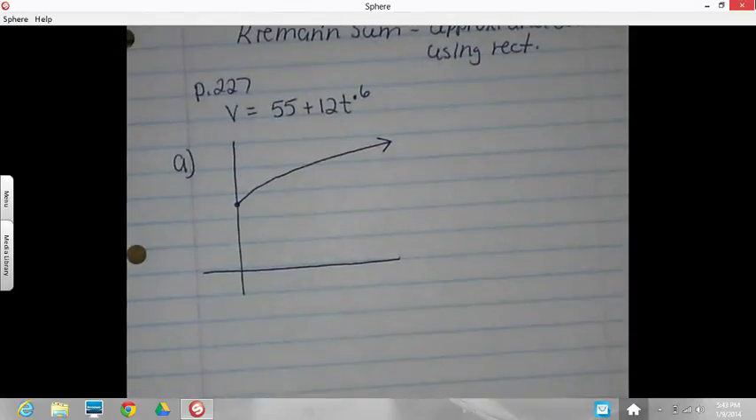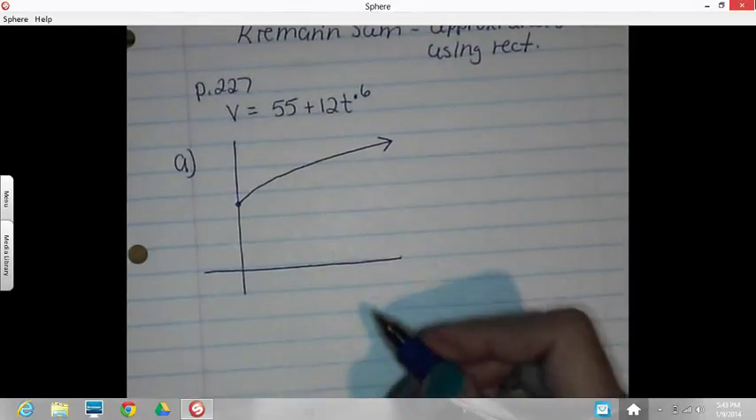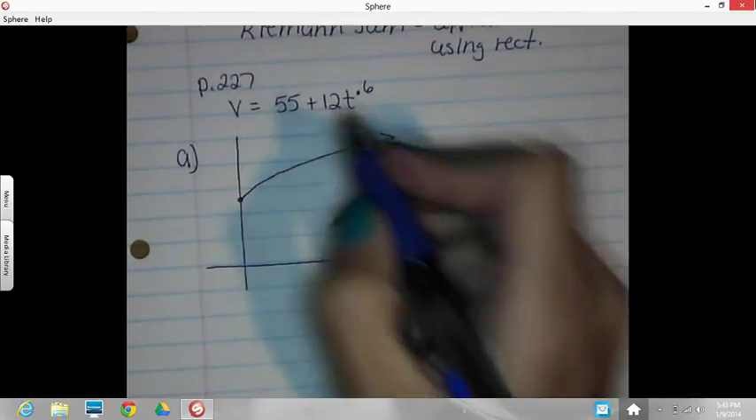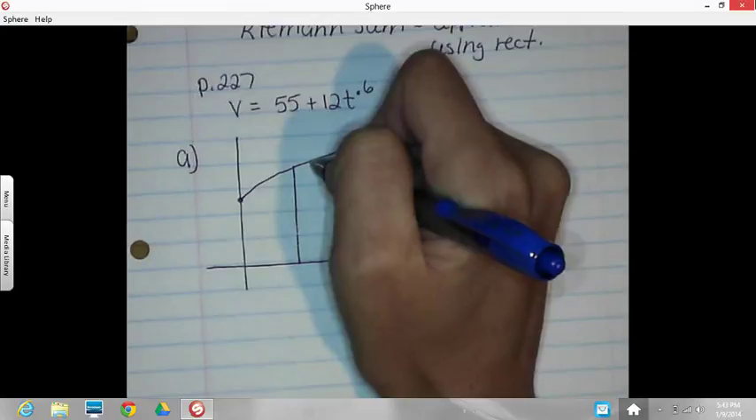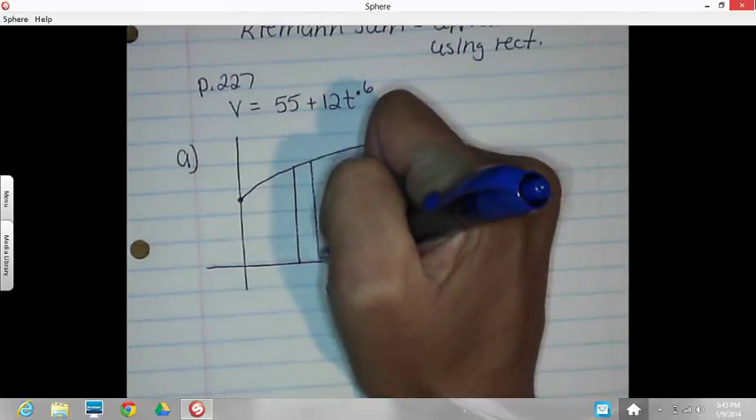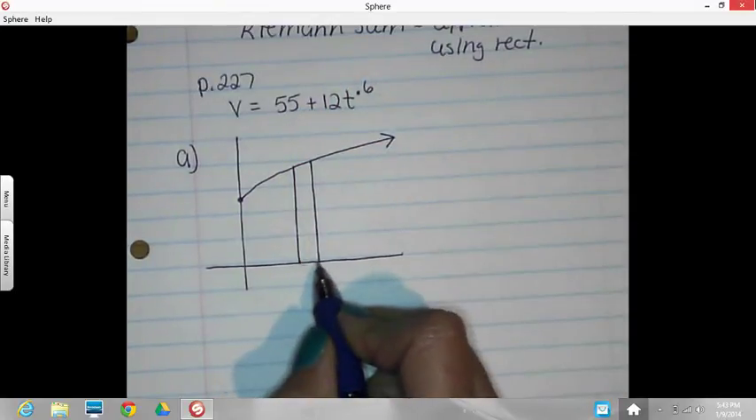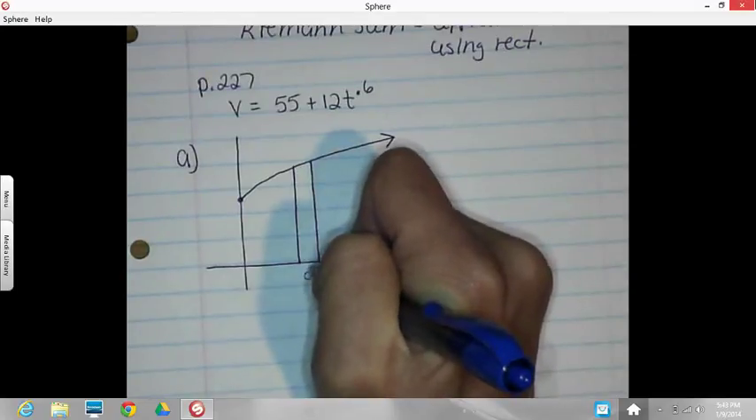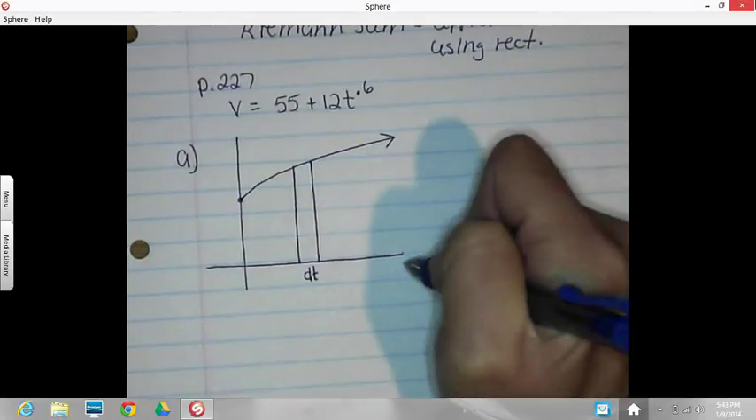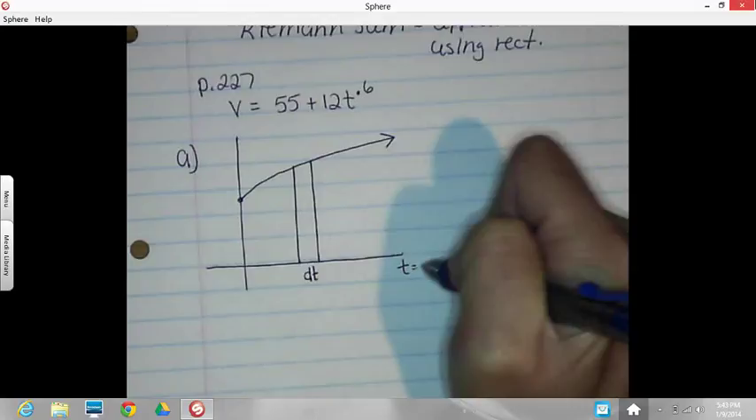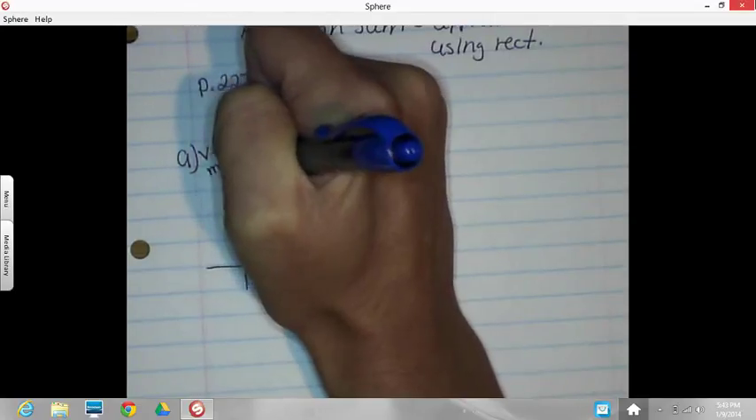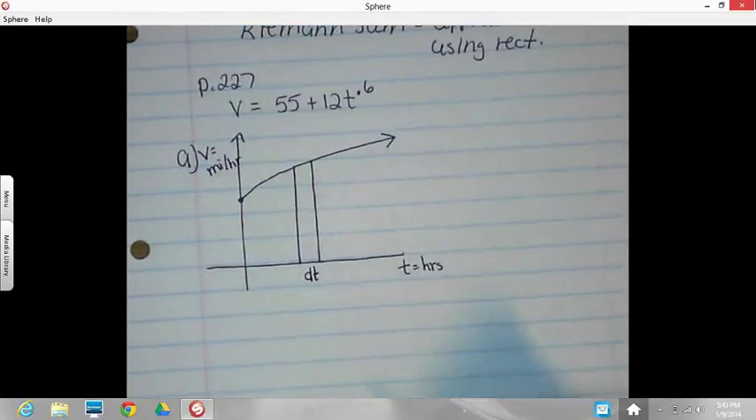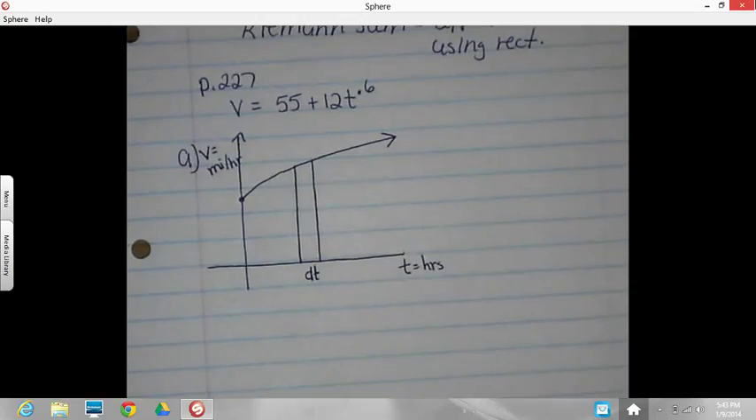Okay, so on here they wanted me to pick a narrow vertical strip. Well, that just means, just like it says, a narrow vertical strip. Call the width of it dt. Oh, because our time was in hours and our velocity is in miles per hour. Forgot that. Okay, so back to part A.